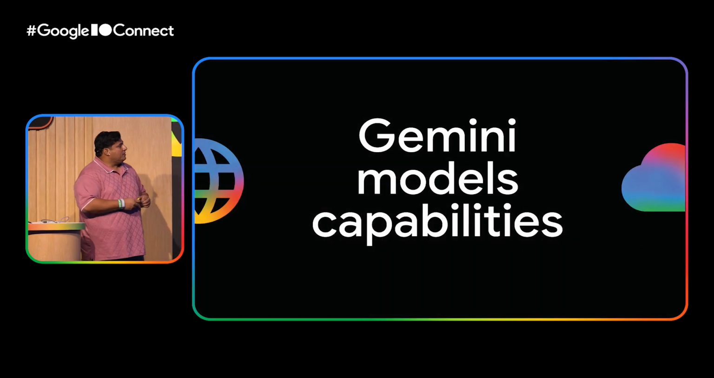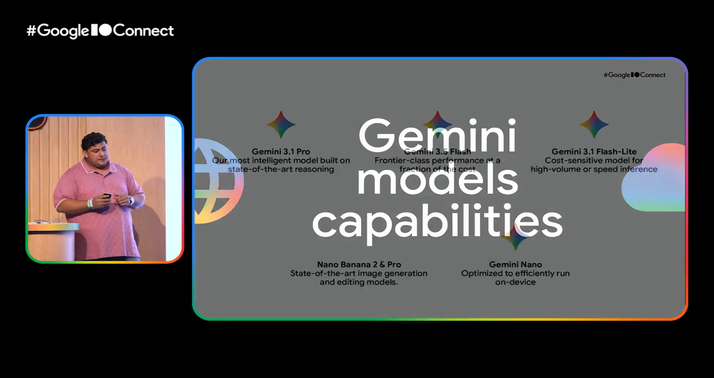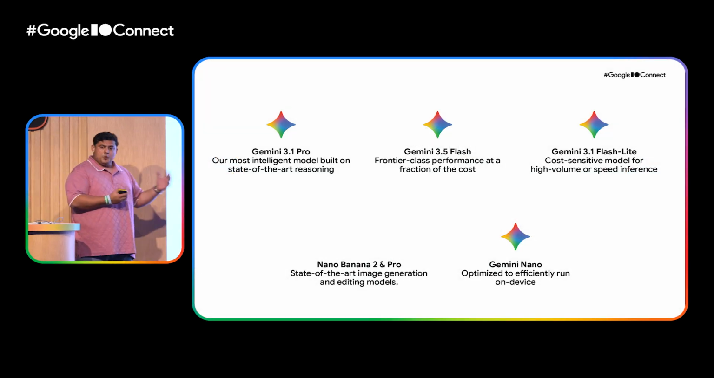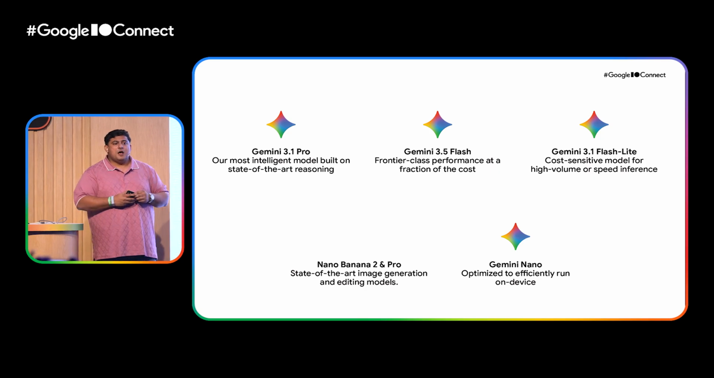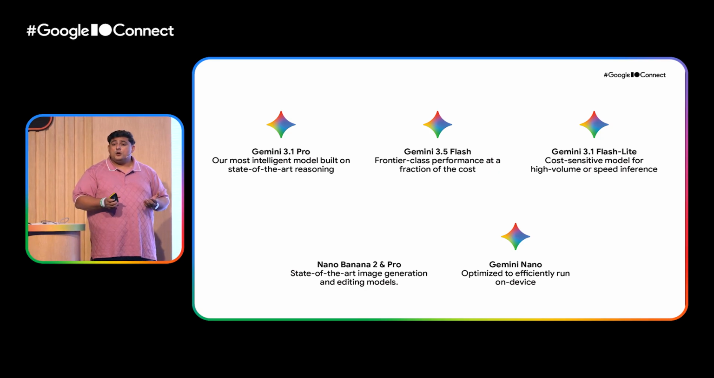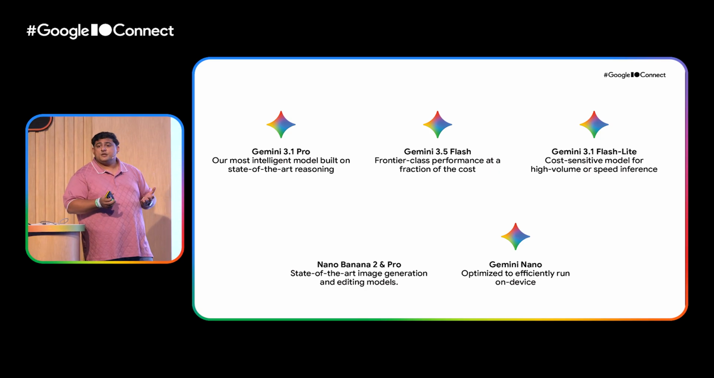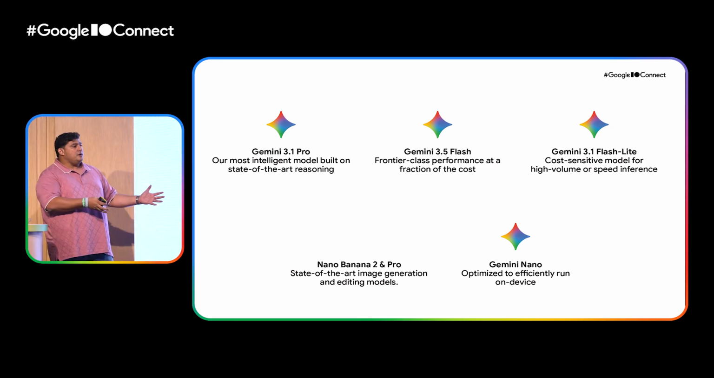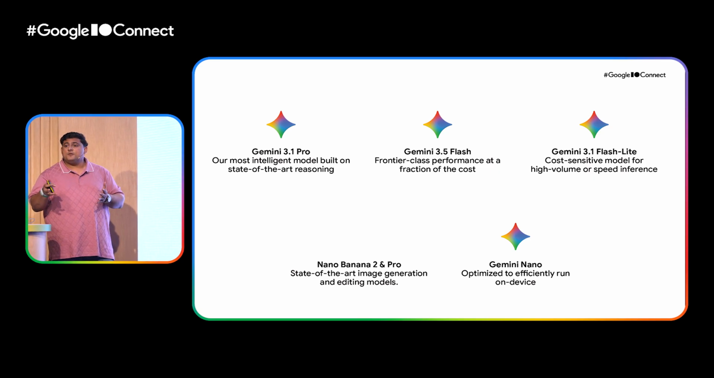Let's start with a quick overview of the Gemini model capabilities. So currently we have 5 main models. We have the Gemini 3.1 Pro, which is our state-of-the-art model with the best reasoning right now. The 3.5 Flash, which is close to a frontier model, but is still at a fraction of the cost, so it's still better cost effectiveness.